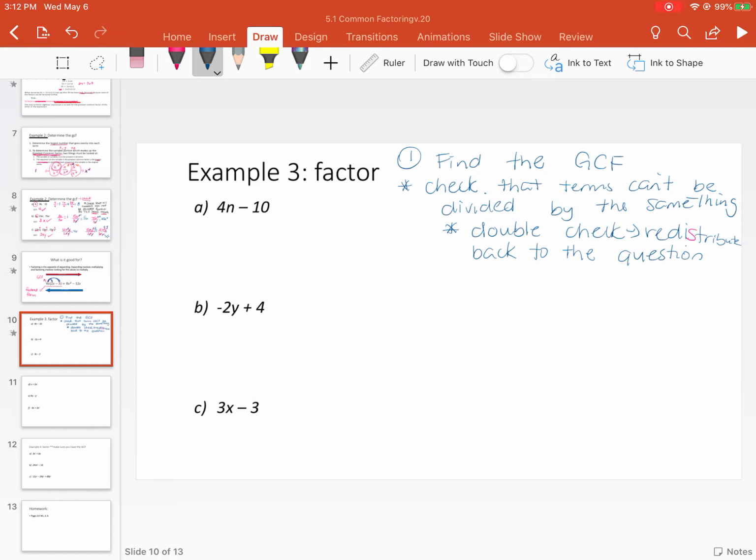Okay, so we have 4n minus 10. So this time we don't have an x. That's no big deal. Our variable is an n. But since there's no variable in the 10, we can't use that as our greatest common factor. So 10, you can check in your calculator. Those are both even numbers, but 10 does not divide by 4 evenly. So we're going to have to stick with 2. Okay, so our greatest common factor is going to be 2.